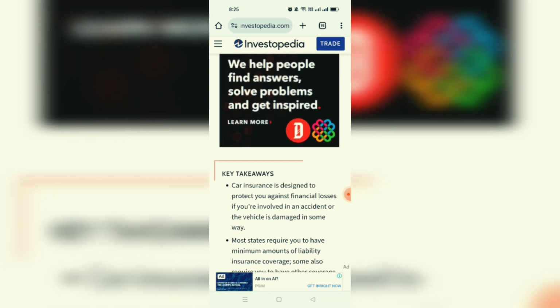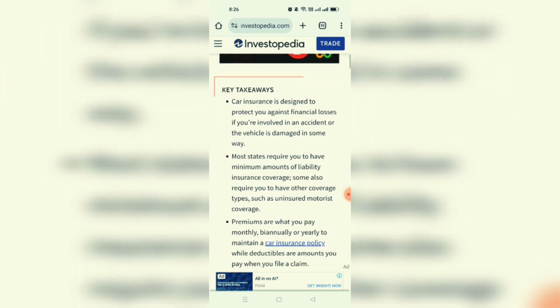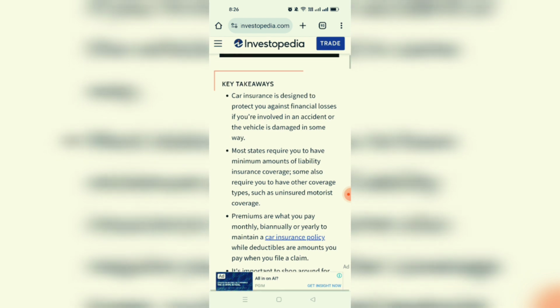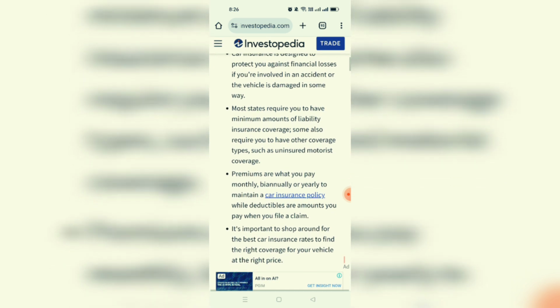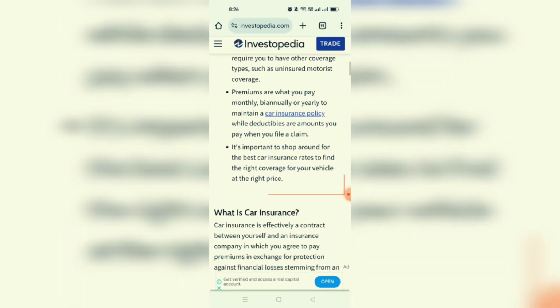Key takeaways: car insurance is designed to protect you against financial losses if you are involved in an accident or the vehicle is damaged in some way. Most states require you to have minimum amounts of liability insurance coverage. Some also require other coverage types, such as uninsured motorist coverage. Premiums are what you pay monthly, annually, or yearly to maintain car insurance, while deductibles are amounts you pay when you file a claim. It's important to shop around for the best car insurance rates to find the right coverage for your vehicle at the right price.